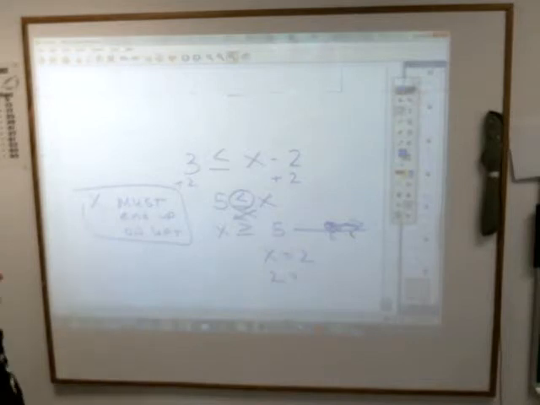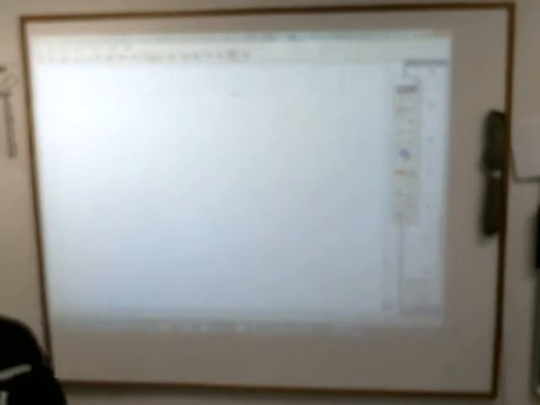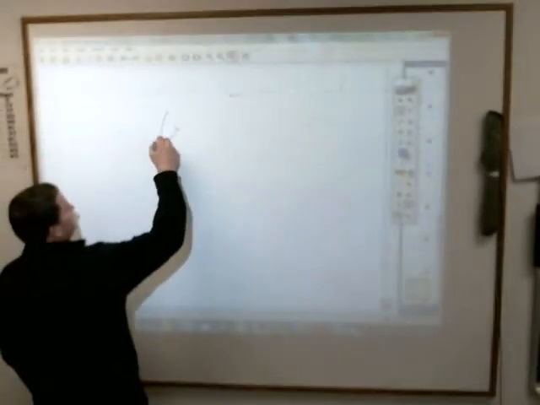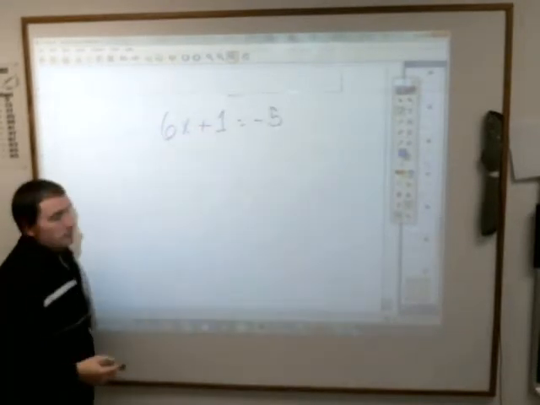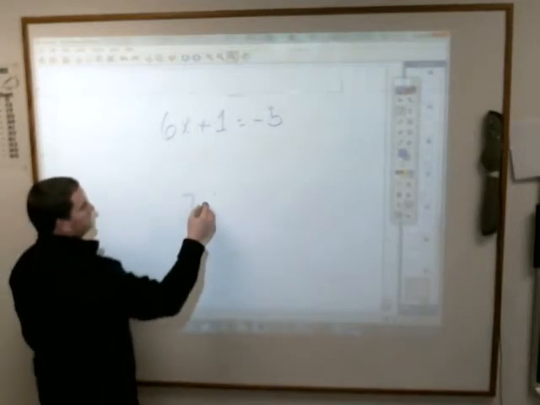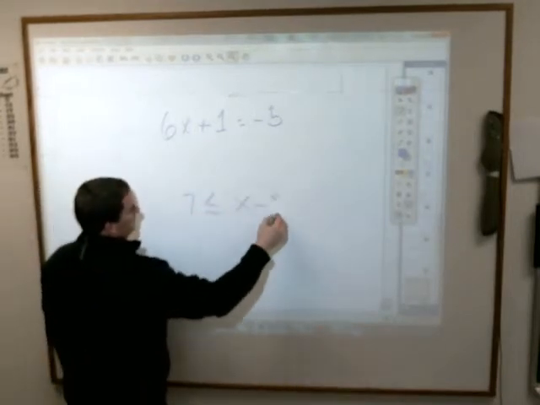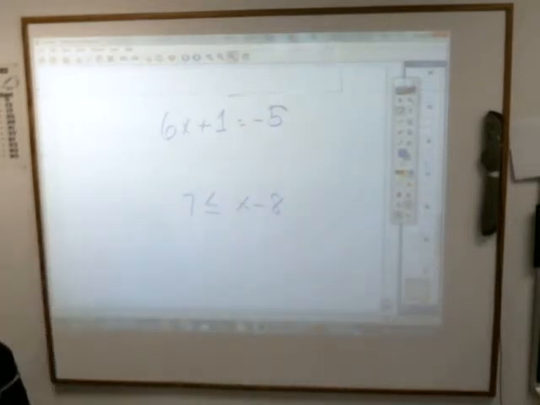Let me give you two. See if you get the right answer here. How about this one? 6x plus 1 equals negative 5. And the other one is going to be 7 is less than or equal to x minus 8. See what you get from both of those. It's not difficult, a little confusing at times, but it's not something that should really throw you for too many minutes.